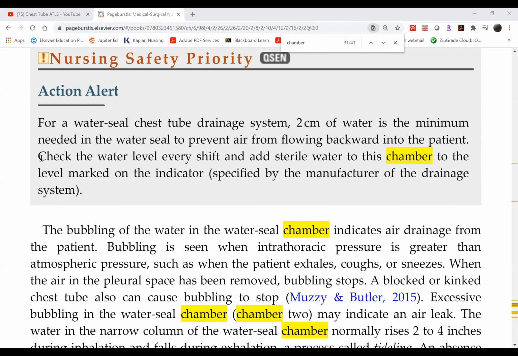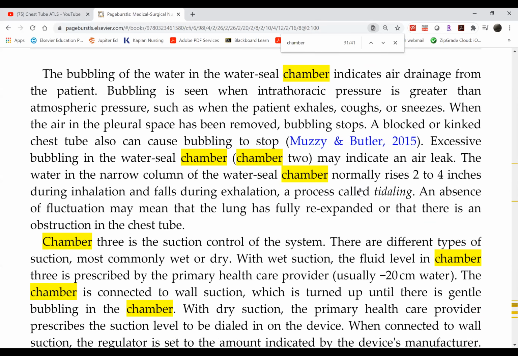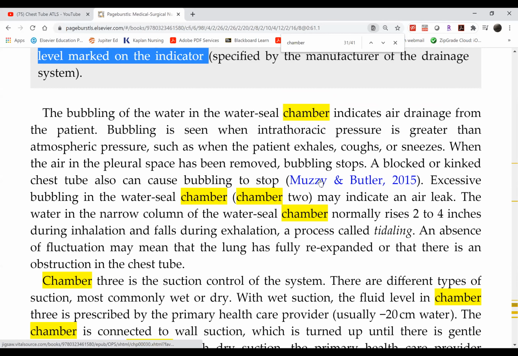Okay, so check the water level every shift. Make sure your levels are correct. Okay, so bubbling. When is bubbling good? When is it bad? Bubbling depends. Where is the bubbling? If the bubbling is in the water seal, which is chamber 2, it depends. What type of bubbling is that?